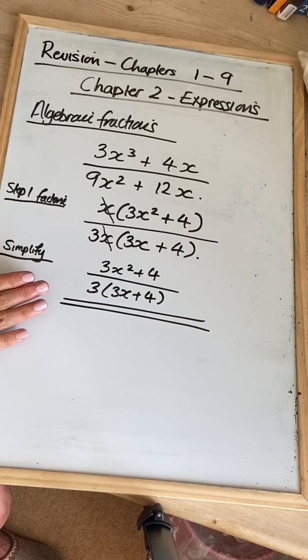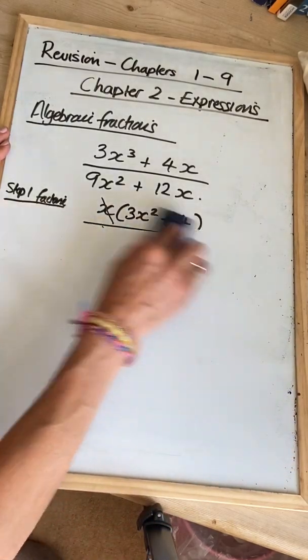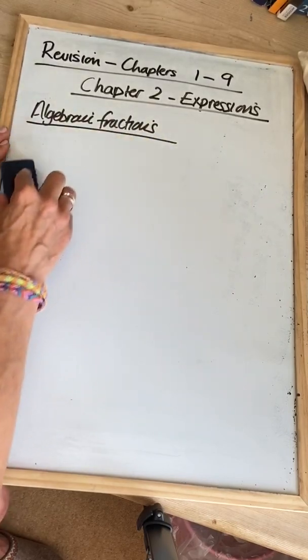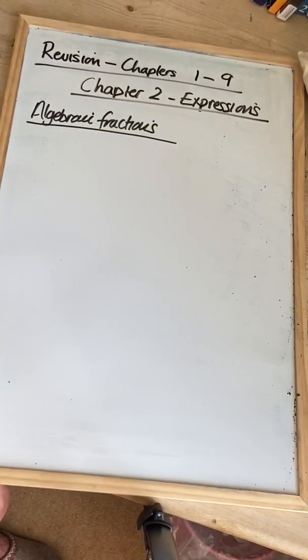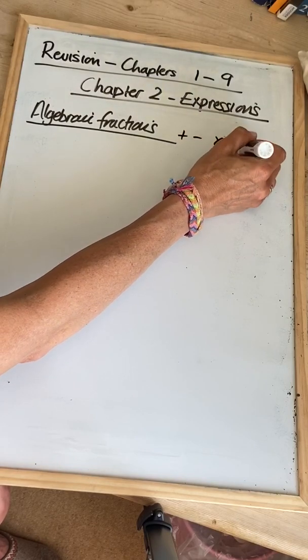No further than that. Yeah, so it's just the x's that are the thing that gets simplified. Okay, so that's simplifying algebraic fractions. We're now just going to have a look at the rules for adding, subtracting, multiplying and dividing.